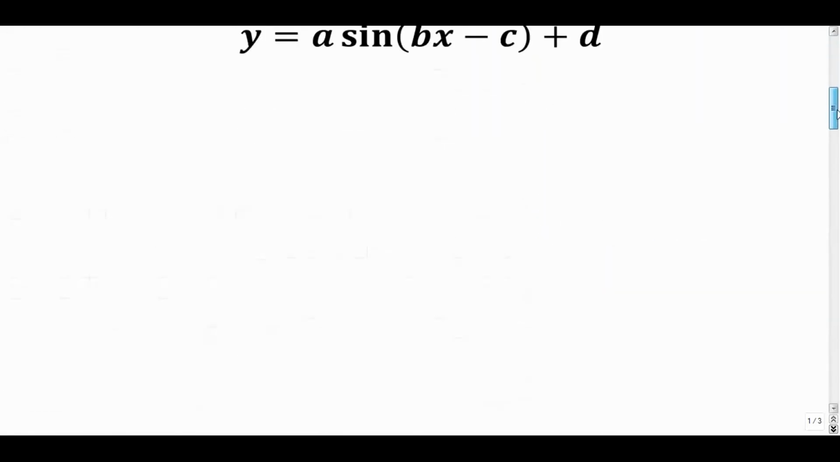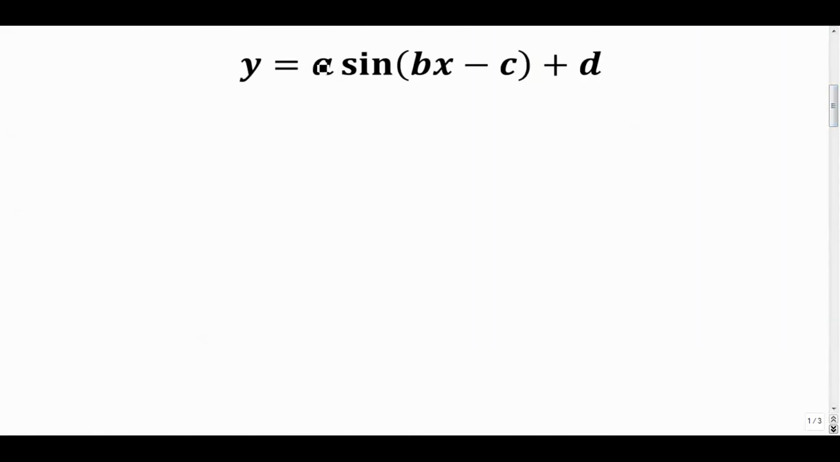Let's talk first about the general form. The general form of these is that we have our trig function right here, and let's say that that's sine. We have this a value. The a value will give you your amplitude. The amplitude is kind of like the height of your graph. It's actually half of the height, but generally speaking, it's how tall the graph is. We'll get more into that in a little bit.